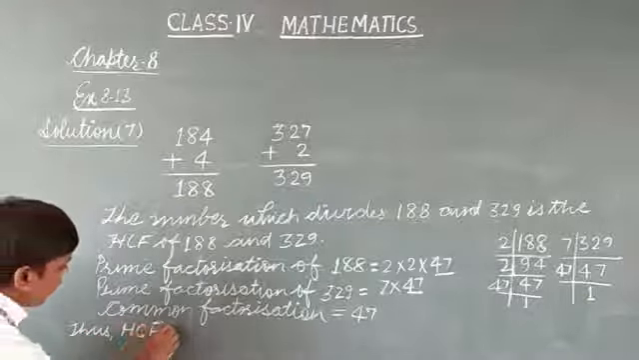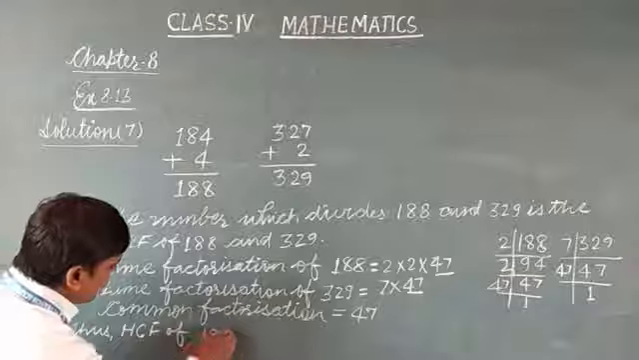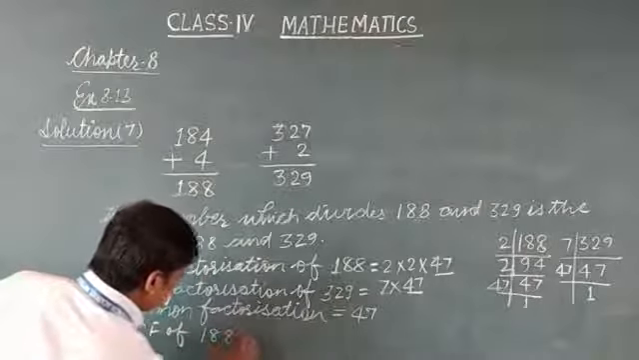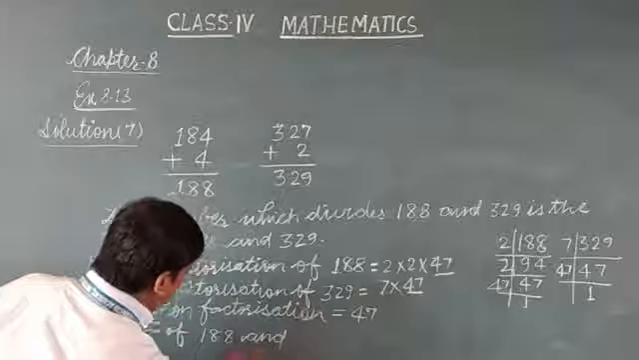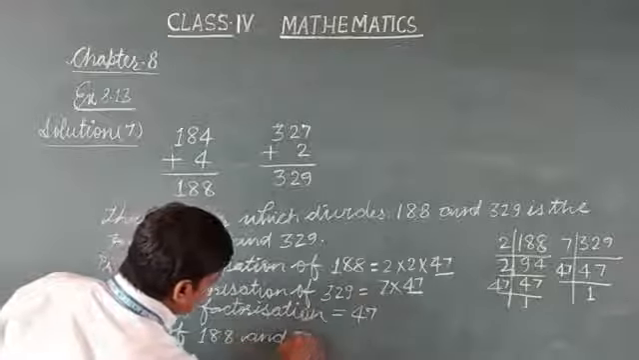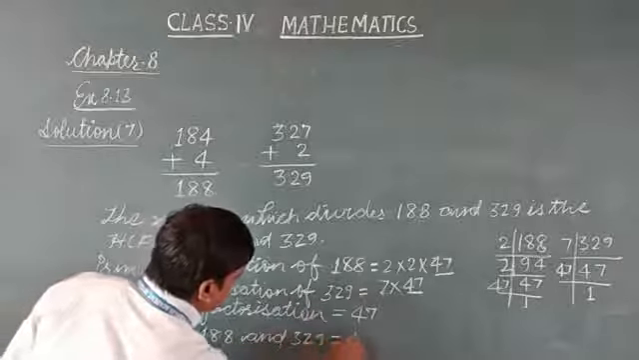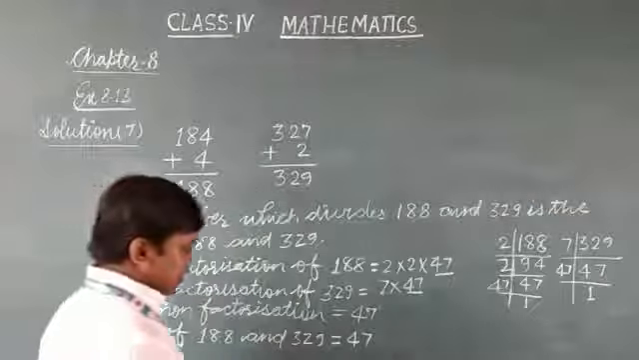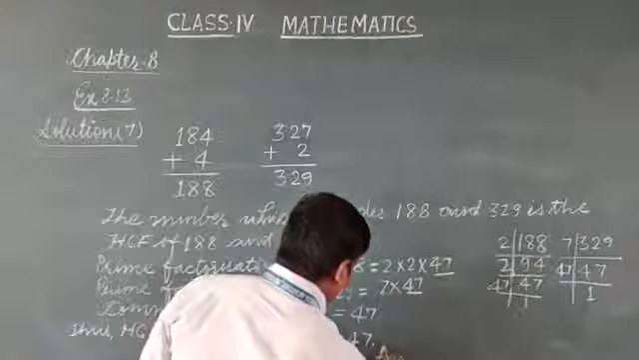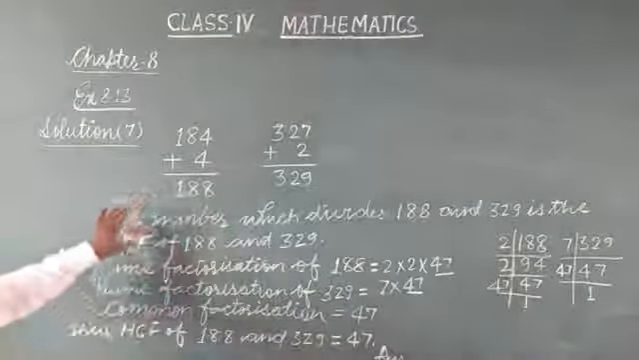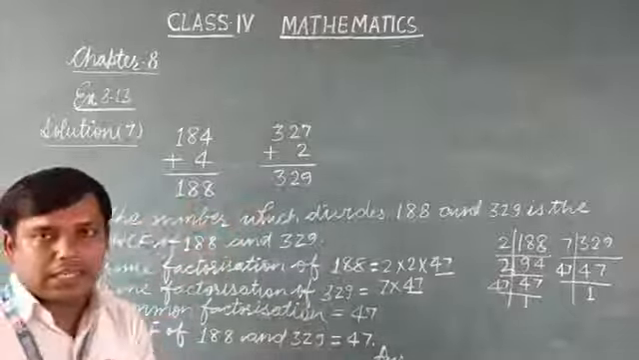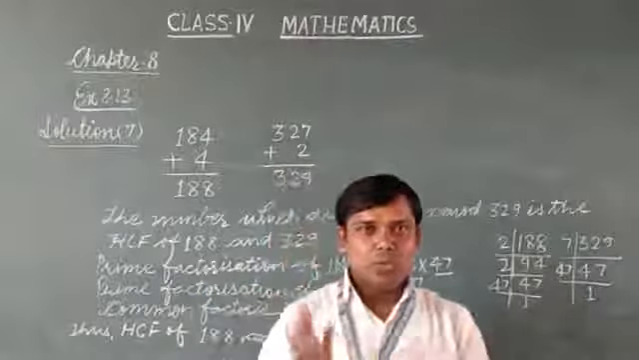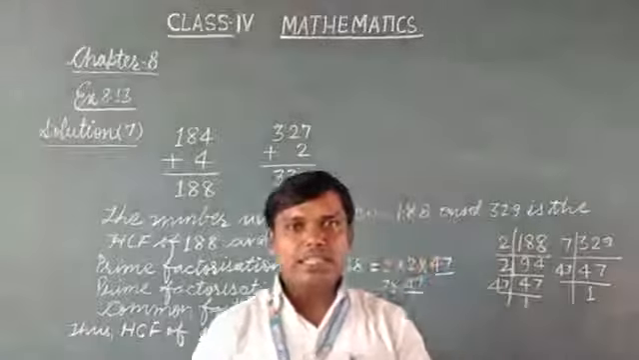So thus HCF of 188 and 329 is equal to 47, which divides them. Answer. This number will divide 188 and 329 exactly. I hope you understood the solution of these 3 questions.